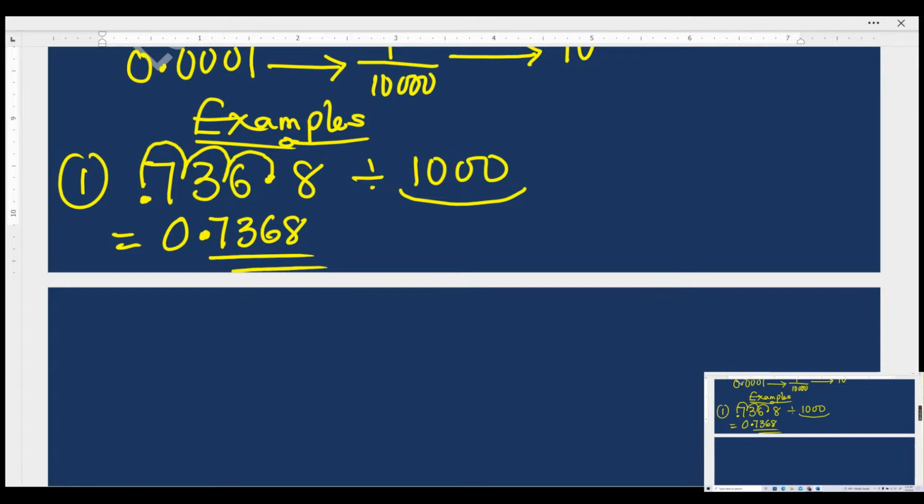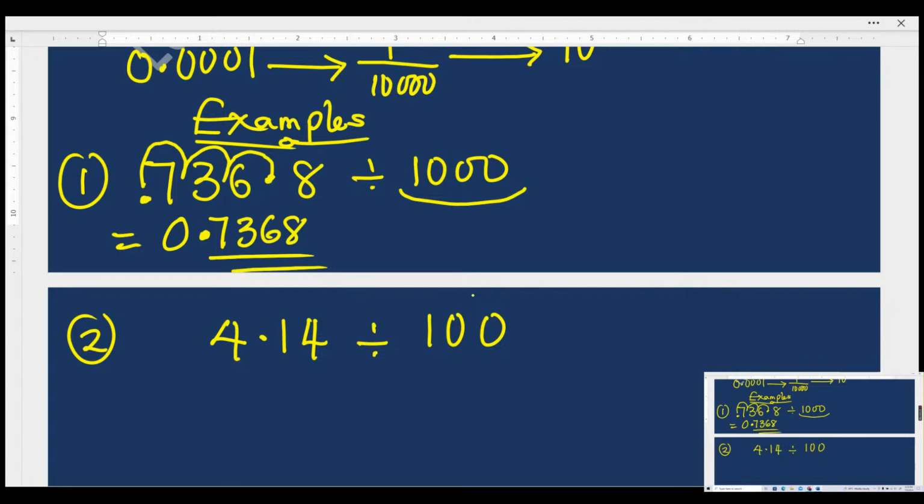This is another example. 4.14 divided by 100. How can you do this in your head? Just take note that whenever you are dividing by powers of 10, move the decimal point to the left, especially positive powers of 10. When you're dividing by positive powers of 10, move your decimal point to the left.